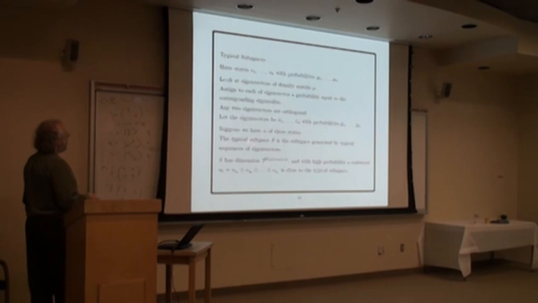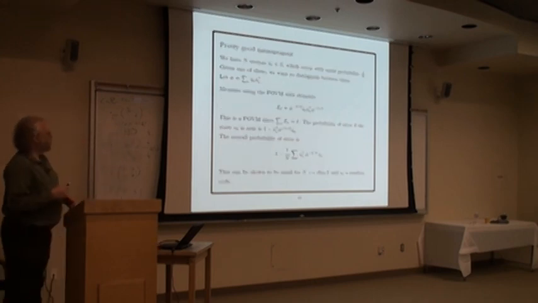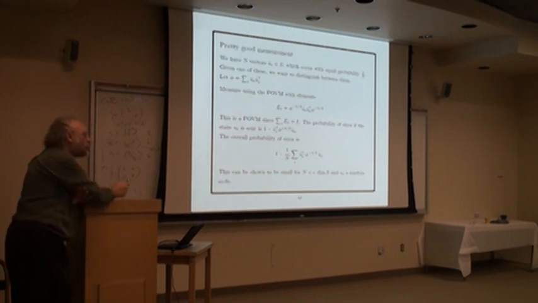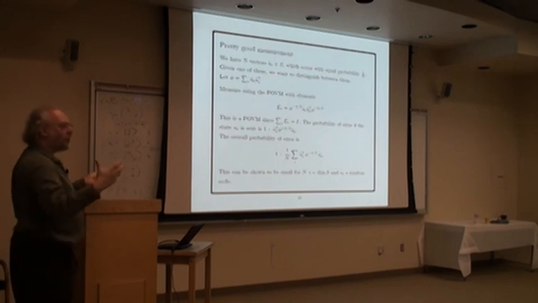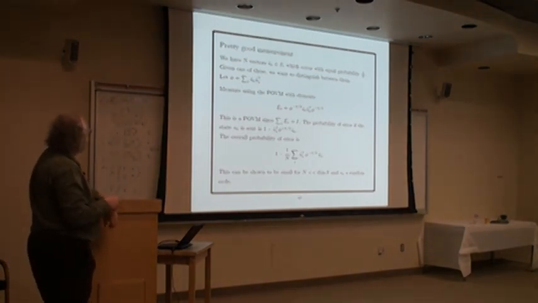We've gone through typical subspaces before, so maybe I'll skip this. The typical subspace is the subspace of typical sequences of eigenvectors. And a pretty good measurement: well, we have a whole bunch of code words, n code words, u sub i, and we want to distinguish between them. So we'll let phi be the summation over i of u sub i u sub i dagger. These are the code words after the projection into the typical subspace, because remember, the first step is we projected on the typical subspace, and now we want to distinguish between projections of code words on the typical subspace.